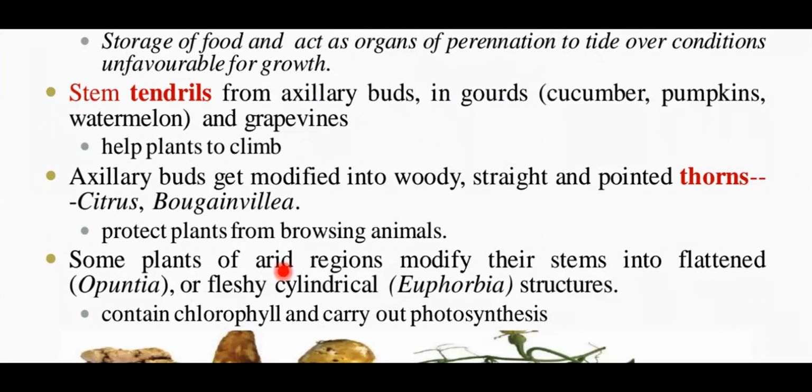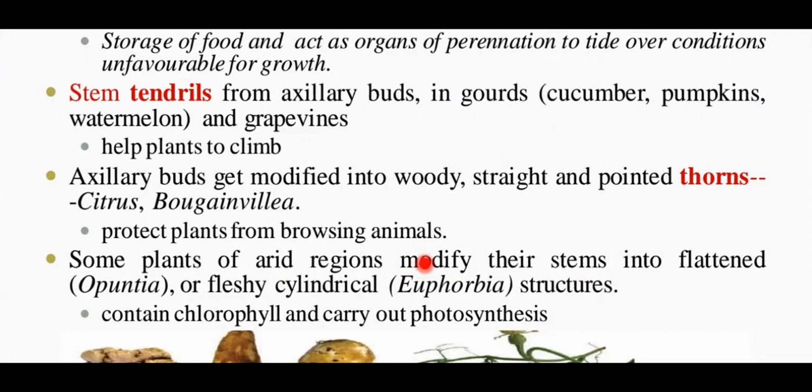And one of the important adaptations or modifications is that some plants of arid regions, that is dry regions, modify their stems into flattened or fleshy cylindrical structures. A flattened structure you find in the case of Opuntia, and a fleshy cylindrical structure you find in the case of Euphorbia. And what is this modification for, students?